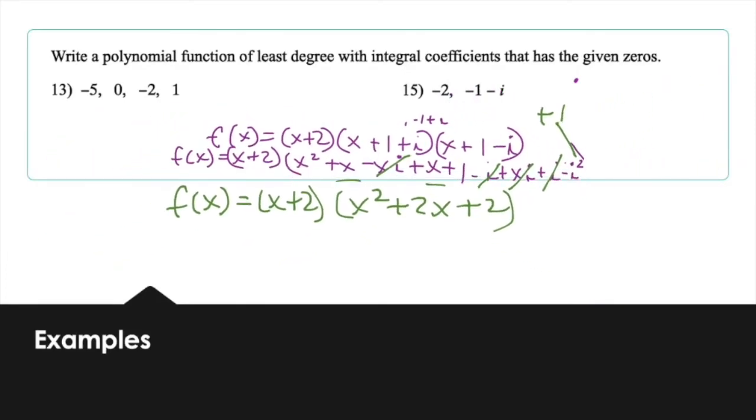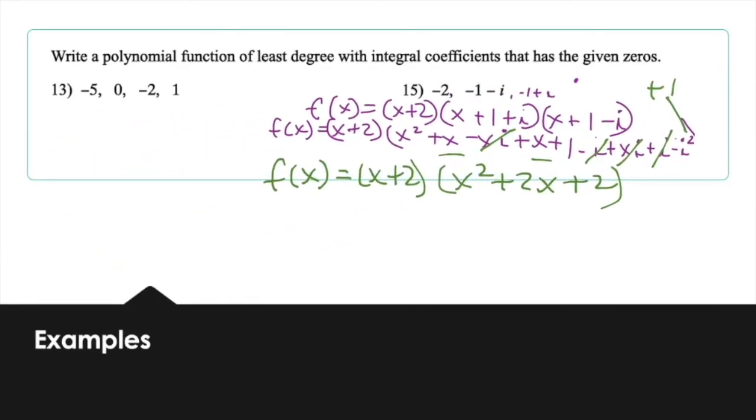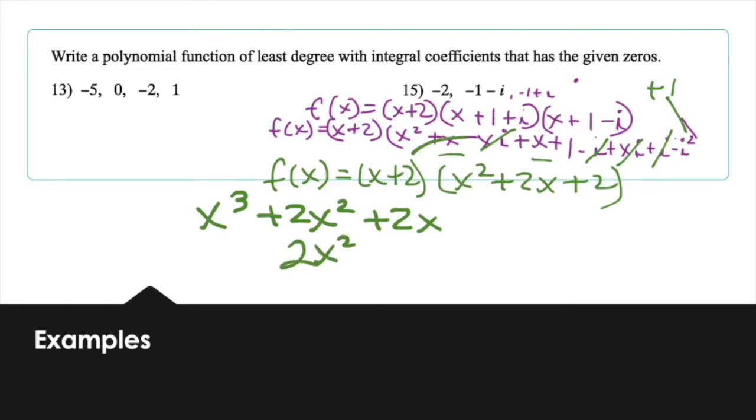We need to multiply that out. We're going to multiply x times x. We get x squared to x cubed. We're going to get 2x squared and 2x. I'm going to write things underneath, so I think it's a little easier than when we did it all out. The 2 times the x squared is 2x squared. The 2 times the 2x is 4x. And this is going to be plus 4.